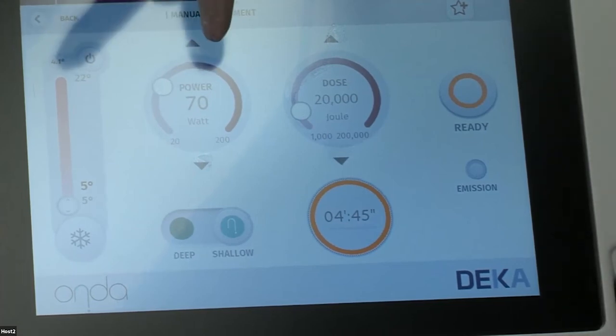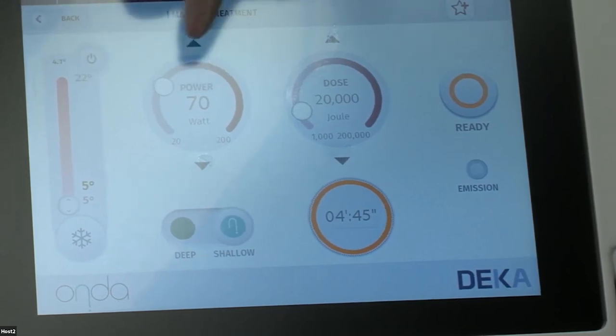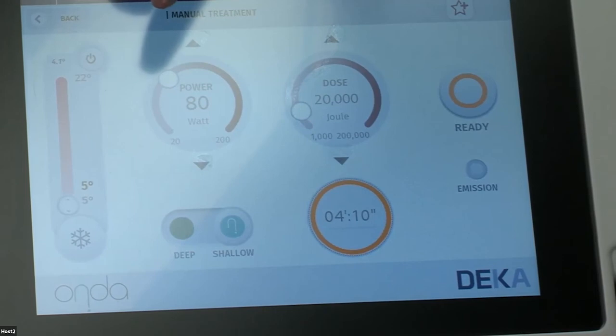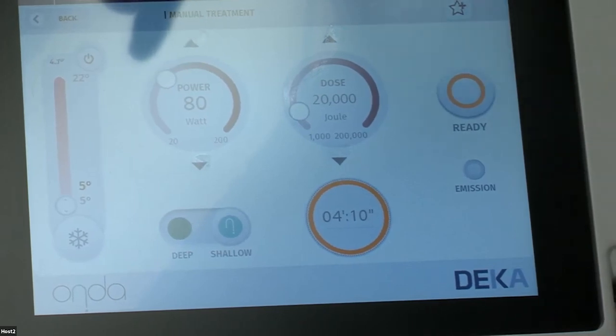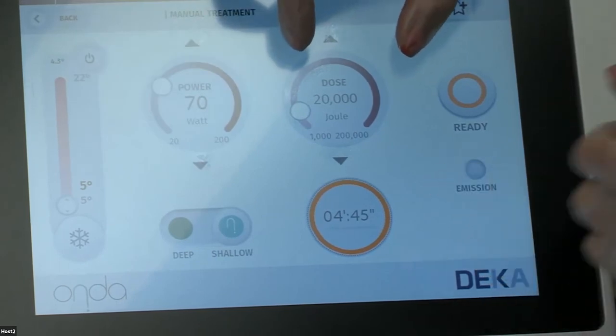But I don't touch the power because I have already seen that she can tolerate this kind of power. So it doesn't make sense to increase it, because I know that in a few seconds she will complain. So I maintain the same power, but I can add some dose.